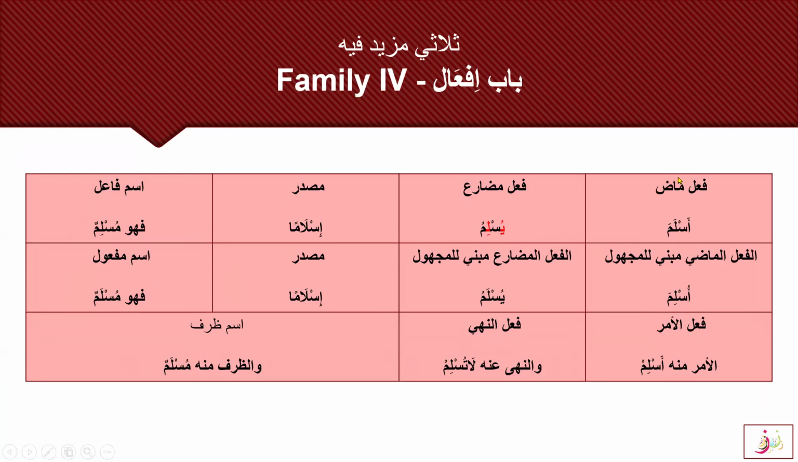You know that it has a Hamza in the beginning. Aslama yuslimu islaman fahuwa muslimun. Uslima yuslamu islaman fahuwa muslimun. Al-amru minhu aslim, wannahyu anhu la tuslim, wazarf minhu muslimun. So here again, notice the ui sound as I mentioned from families 2, 3, and 4.